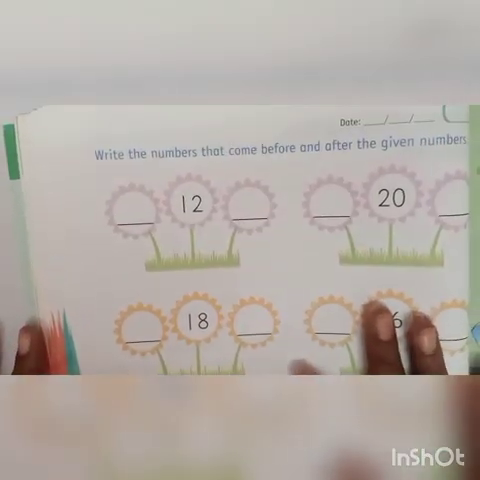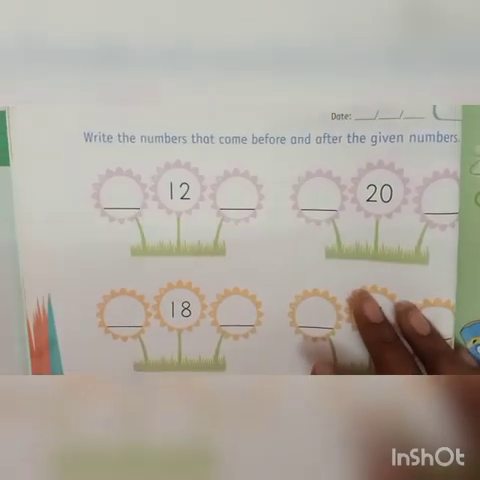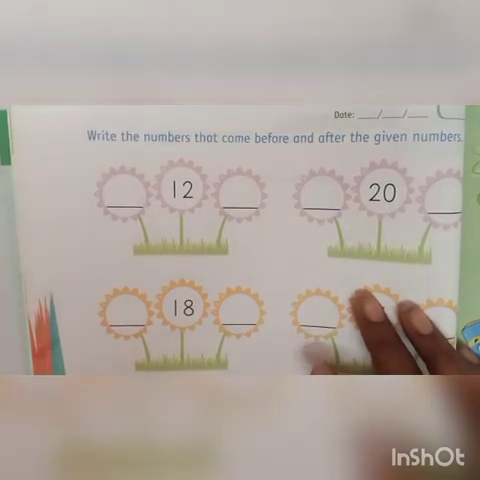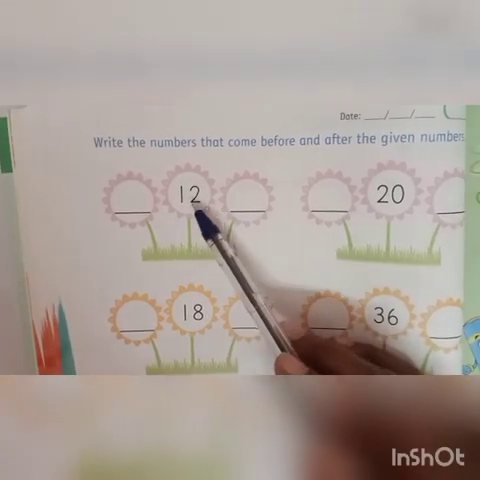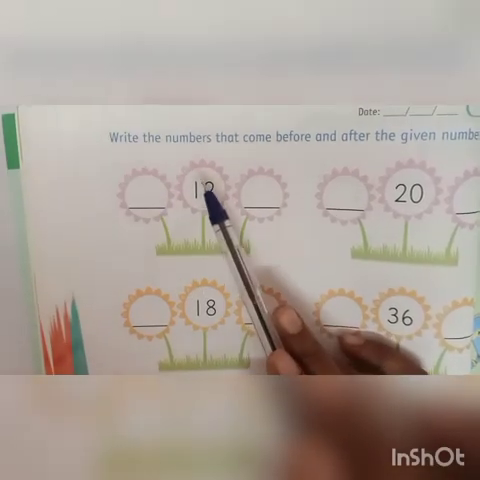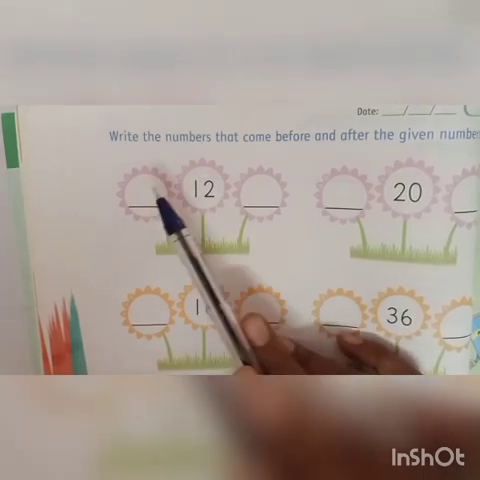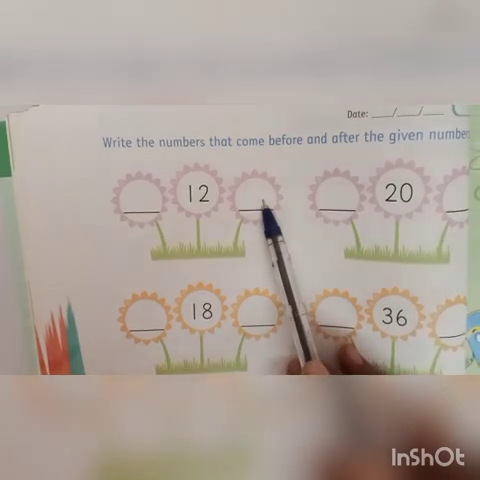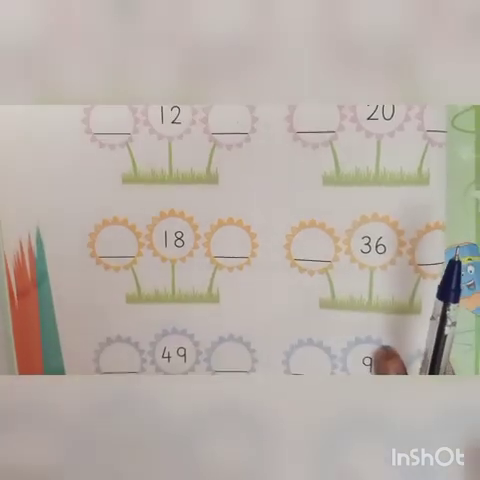So write the numbers that come before and after the given numbers. So you can see before 12 कौन सा नंबर आता है वो आपको यहाँ लिखना है. Before 12 which number comes? 11. And after 12 which number comes? 13. 1 and 3, 30. Okay, that you have to write. So this is your homework.